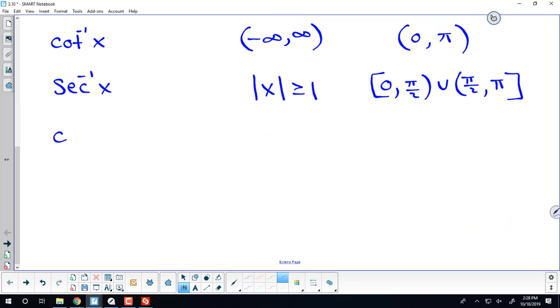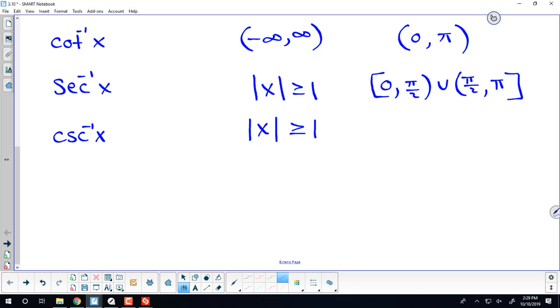And inverse cosecant has a domain also where the absolute value of x has to be larger than or equal to 1. And it outputs similar to what inverse sine outputs, except we can't divide by 0.